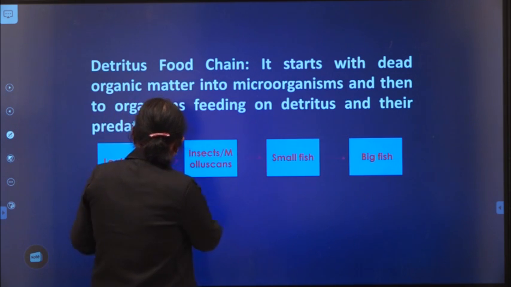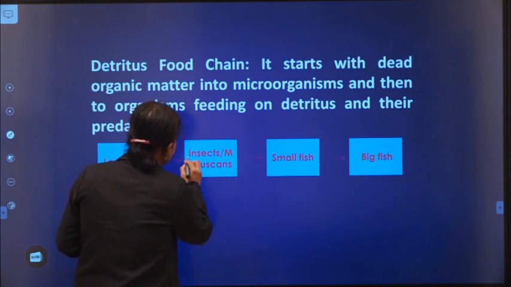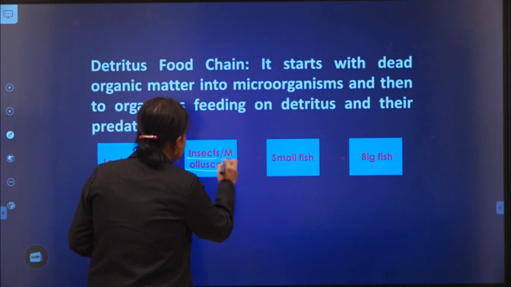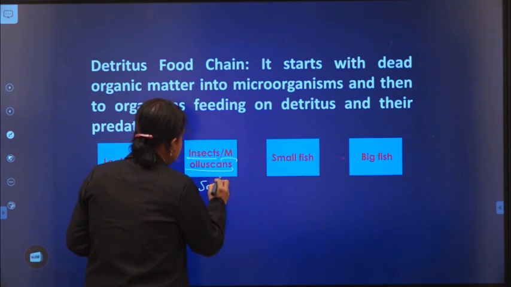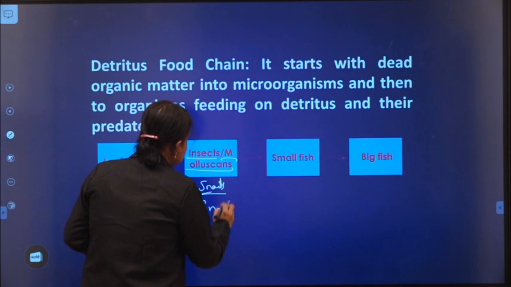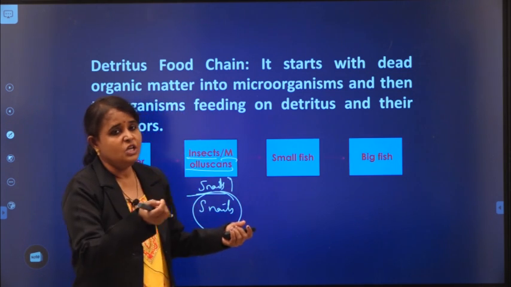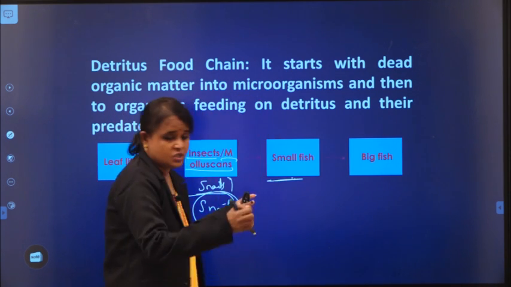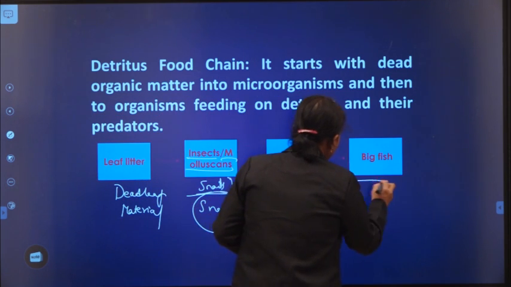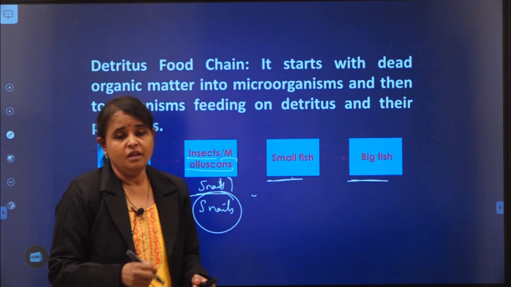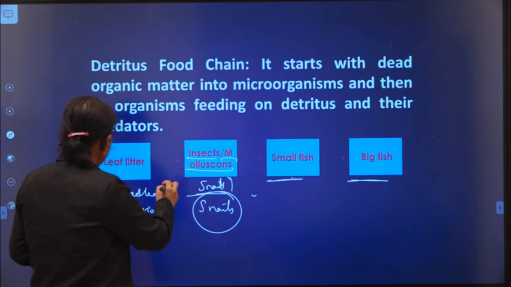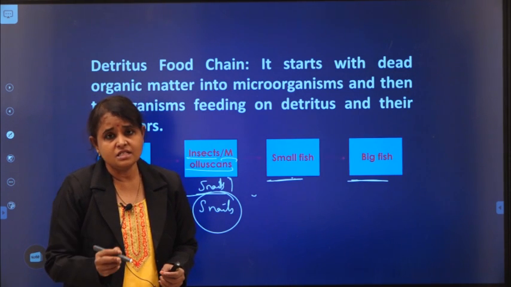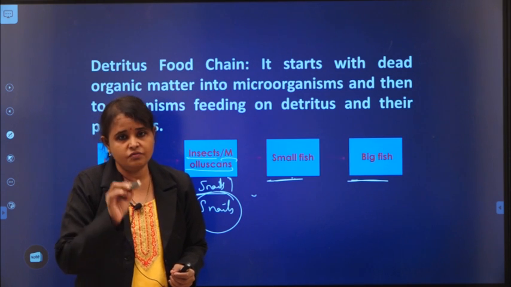Now you can see this leaf litter, dead leaf material, is eaten by some insects, some small shell organisms. Snails are an example, molluscans, small shell organisms. These are eaten by small fish, which are eaten by big fish. Now you can see here the food chain started with the dead material. That is an example of a detritus food chain.